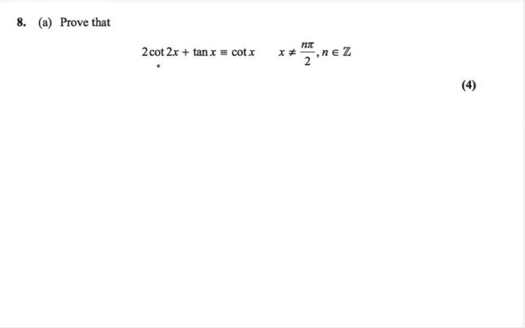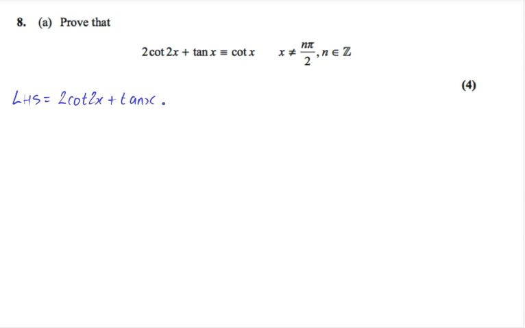With these types of proof questions, you can either start with the left hand side and end up with the right hand side, or you can start with the right hand side and end up with the left hand side. Both ways will be acceptable. With this particular question, I think it's easier to begin with the left hand side, which is equal to 2 cot 2x plus tan x.